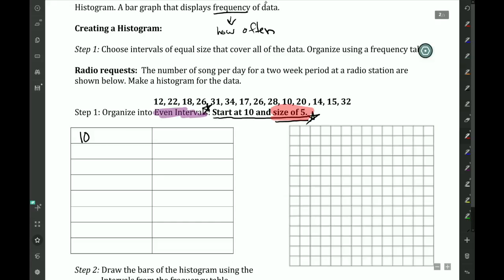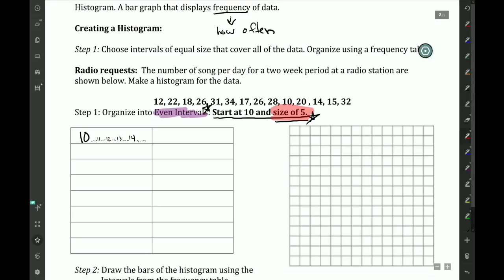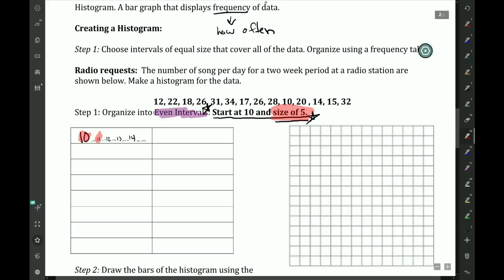So let's think here. If I start at 10, that means the next number technically would be 11, 12, 13, 14, and the tendency is students want to put 15 there, but I have 1, 2, 3, 4, 5 numbers, so my interval is actually size 5. So the first piece is going to be 10 through 14. That is the trickiest thing.